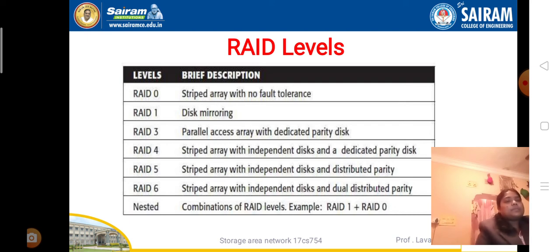RAID 5 is a striped array with independent disks as well as a distributed parity technique. And RAID 6 is the same as RAID 5, but here we use a dual distributed parity technique. Nested is a combination of RAID level 0 as well as RAID level 1, containing the functionality of RAID 0 as well as RAID 1, and we call it nested RAID. So these are the levels of different RAID methods.